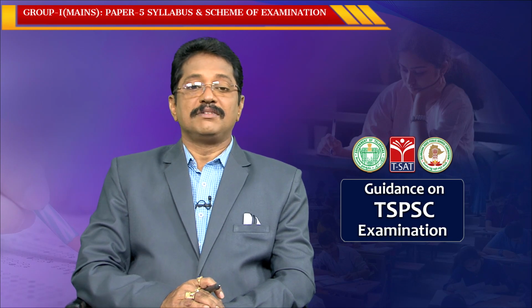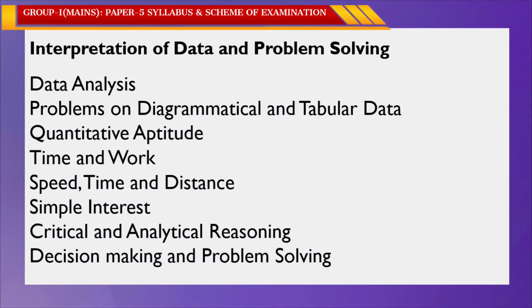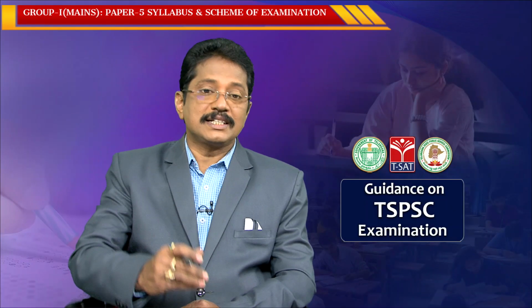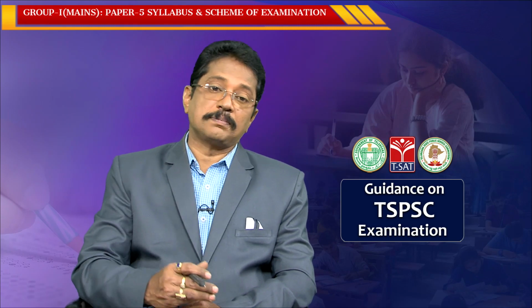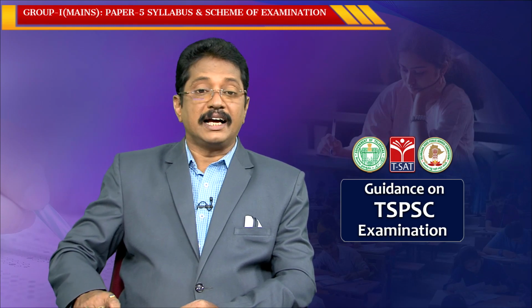synopsis wise. The first is data analysis, the second is problems on diagrammatical and tabular data, the third is quantitative aptitude, and the fifth is of course time and work, speed, time and distance, simple interest, compound interest, critical and analytical reasoning, decision making and problem solving. These are the various concepts in the interpretation of data and problem solving. We will discuss what data analysis is and what the sub-concepts are in each one, concept wise.